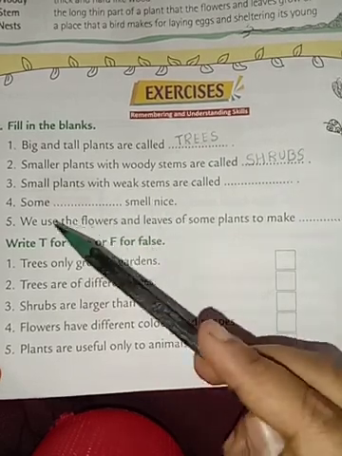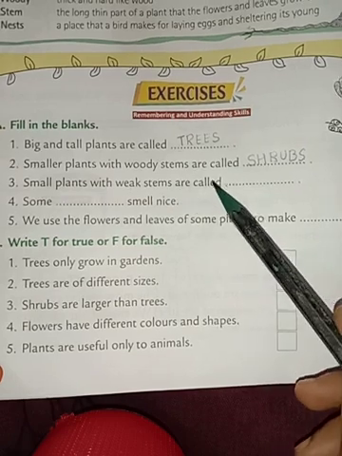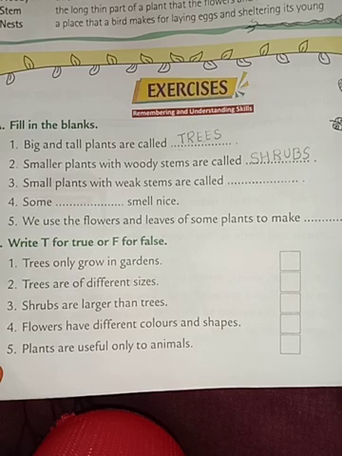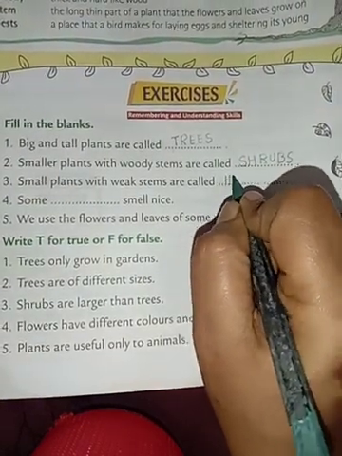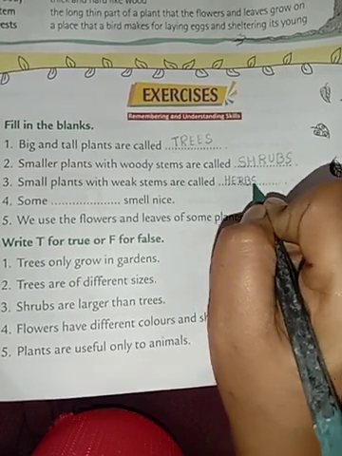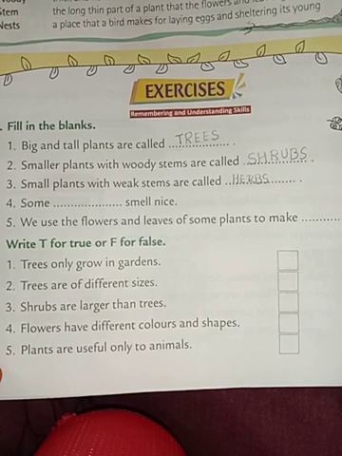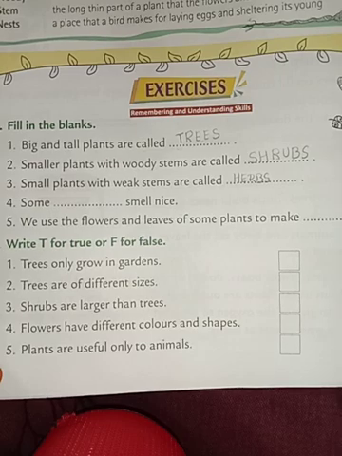Now let us come to the third. Small plants with a weak stem are called dash. The plants which have weak stems are called herbs. H-E-R-B-S is the spelling, herbs. So small plants with a weak stem are called herbs. Now let me come to the fourth one.